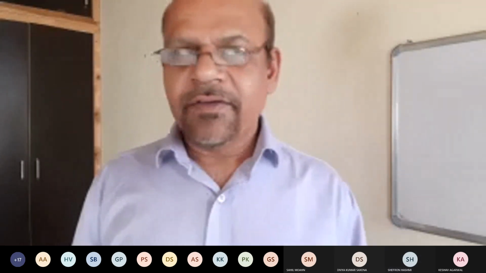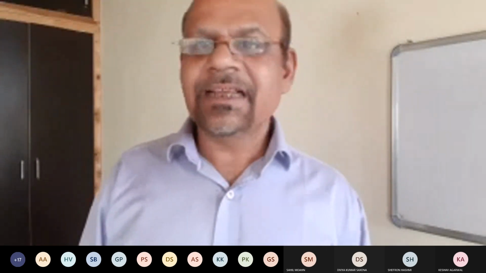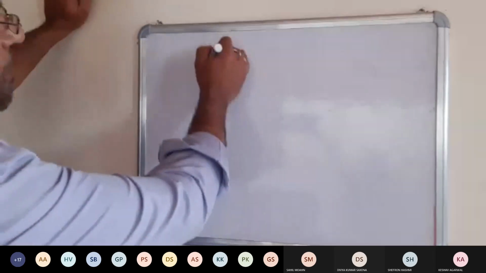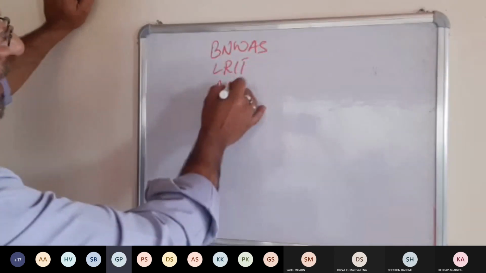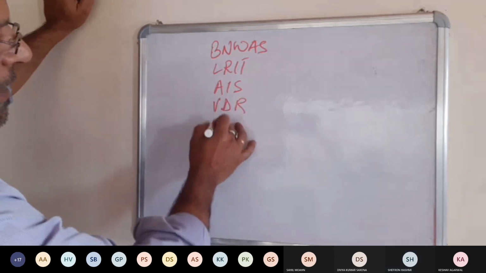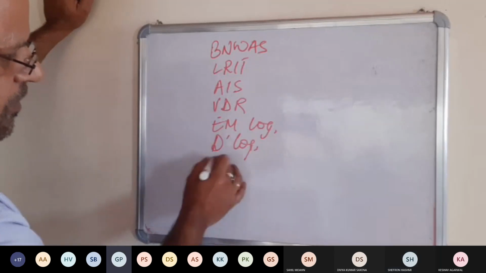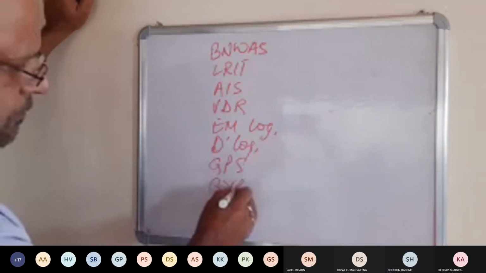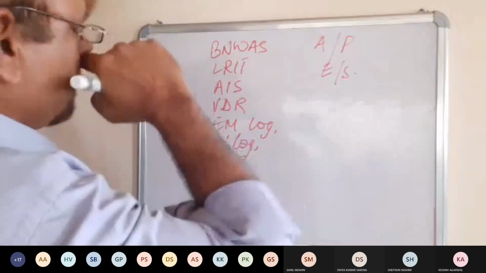So in the next class, I think just after the lunch we can start a new topic, but इसको एक बार revise कर लेंगे, screen पे देख लेंगे इस topic को. Before we go, what are the topics completed? Please list out. We have done Banvas, LRIT, AIS, PDR, EM log, Doppler log, GPS, gyro. Okay. So we have got autopilot, eco sounder remaining.